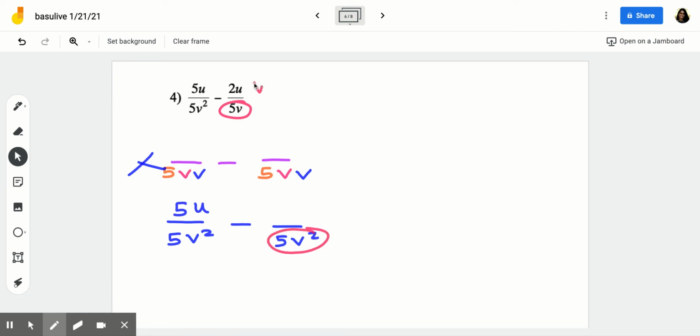So you know what I'm going to do is multiply top and bottom by v. 5v times v is 5v squared, but if I do it on the bottom, I need to do it on the top, giving me 2uv. All right, that was the hardest part about these problems, because now you're going back to the other part where you just subtract, and you just carefully subtract. 5u minus, this is not a like term, so I can't even do anything with this. That's it. And then the denominator just stays 5v squared.